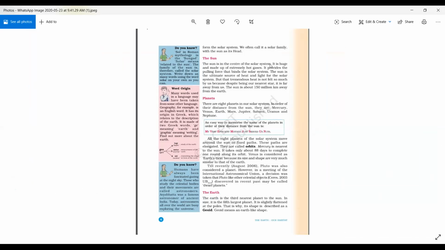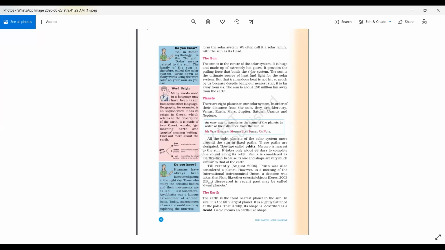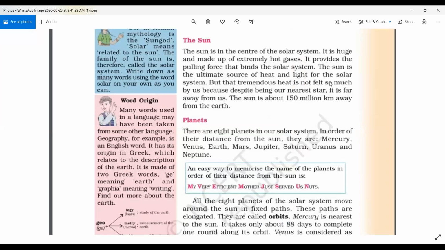Sun. Sun is at the center of the solar system. It is huge and made up of extremely hot gases. It provides the pulling force that binds the solar system. The sun is the ultimate source of energy for heat and light for the solar system, but that tremendous heat is not felt so much because, despite being the nearest star, it's far away from us. Sun is about 150 million kilometers away from the Earth.